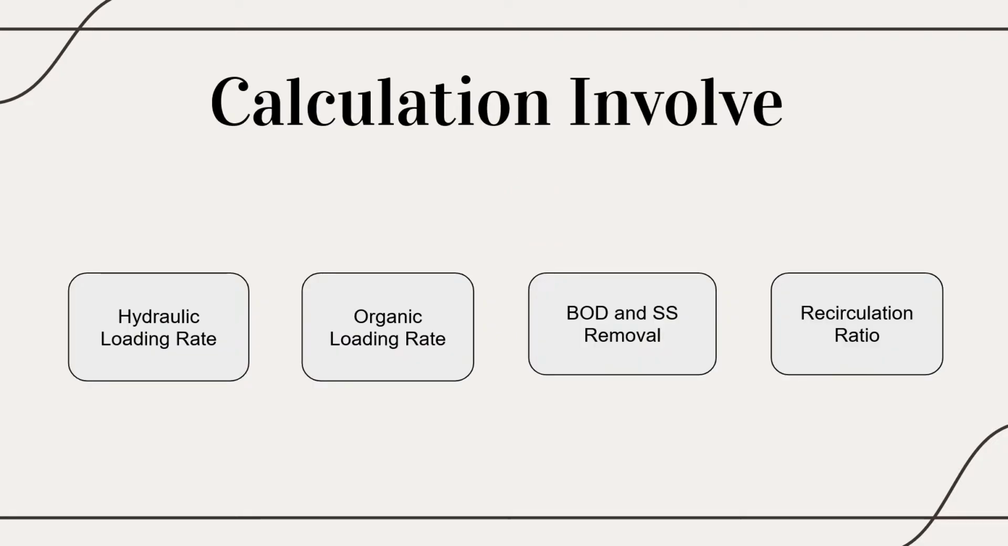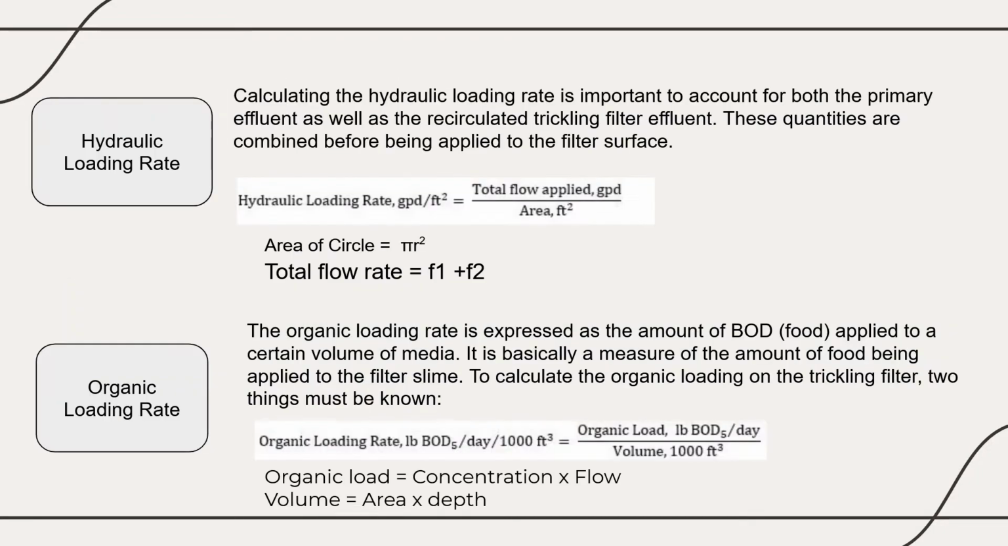I'll be explaining about the parameters involved. For the calculation part, there are basically 4 things that we need to calculate, which are hydraulic loading rate, organic loading rate, BOD and SS removal, and lastly, recirculation ratio. We will start with hydraulic loading rate.